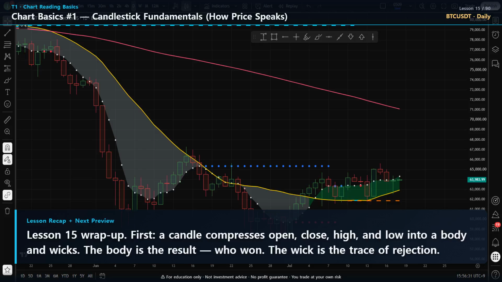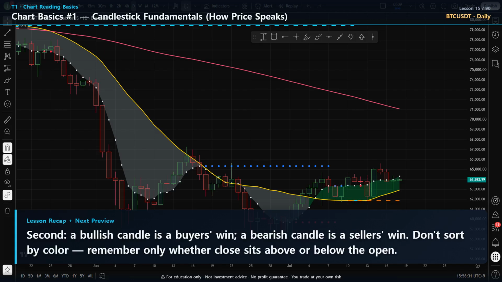Lesson 15 wrap-up. First, a candle compresses open, close, high, and low into a body and wicks. The body is the result. The wick is the trace of rejection. Second, a bullish candle is a buyer's win. A bearish candle is a seller's win. Don't sort by color. Remember only whether close sits above or below the open.